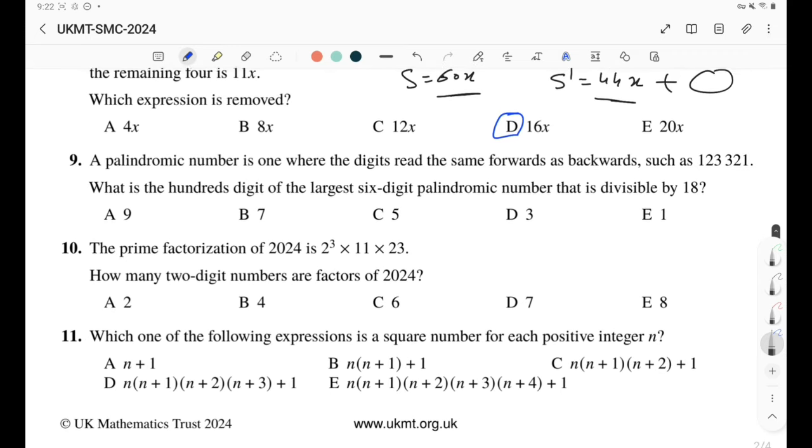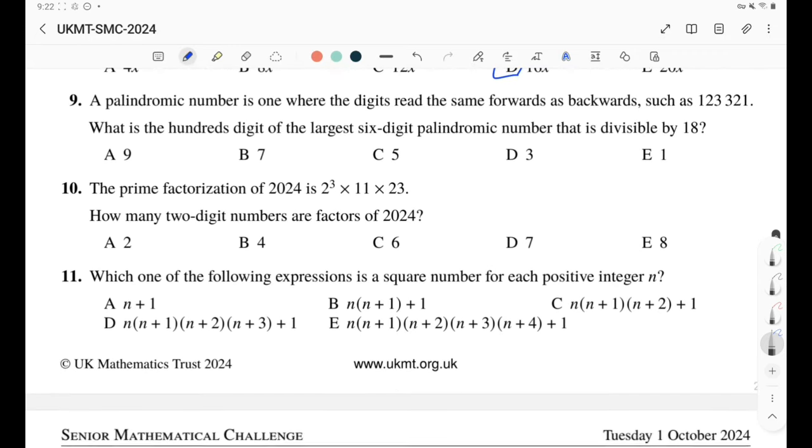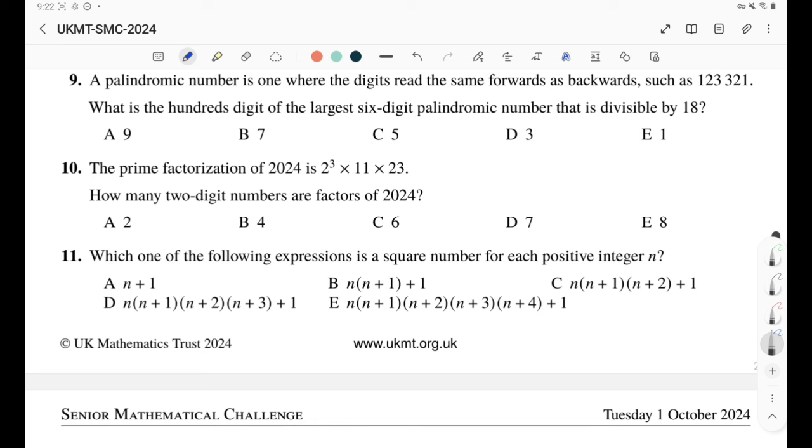Okay, now let's move on to question 9. So now we have a palindromic number. It's a kind of mirror number, a symmetric number. If you read it from left to right, it's the same as from right to left. They are asking what's the hundredths digit of the largest 6-digit palindromic number. So the number is something like this: A, B, C, C, B, A.